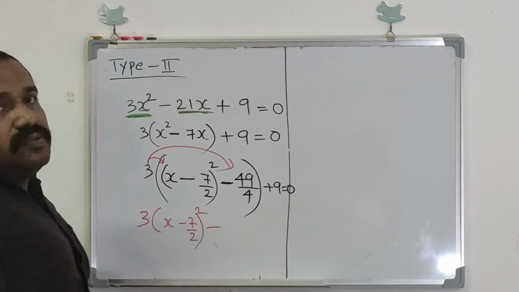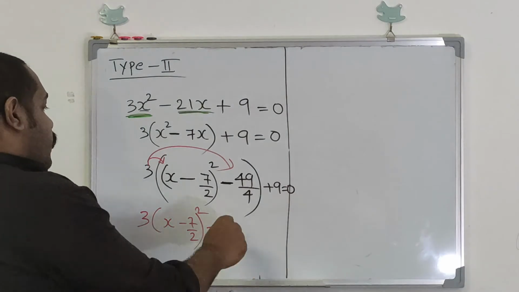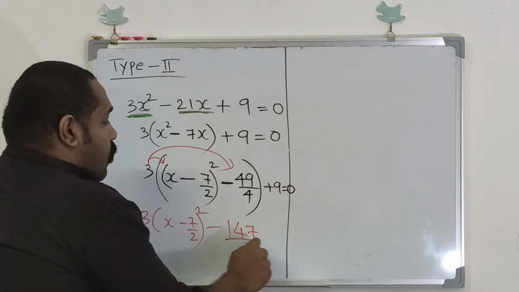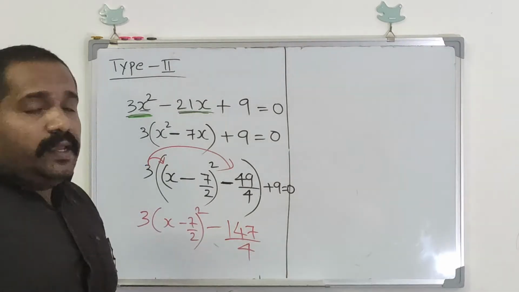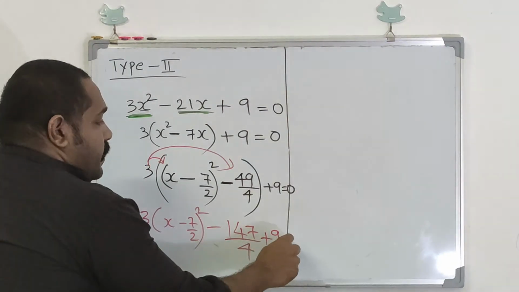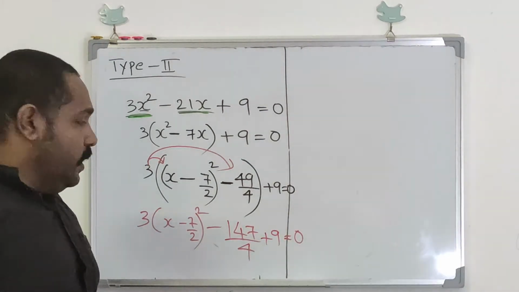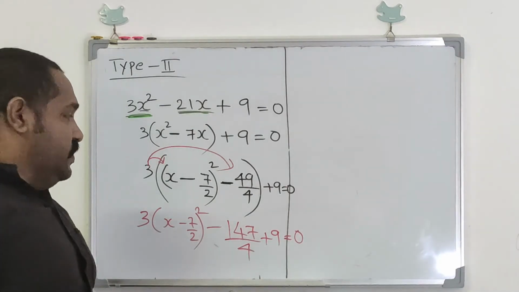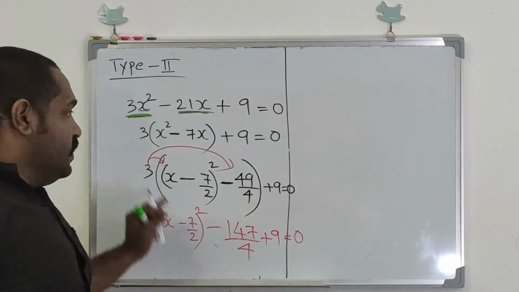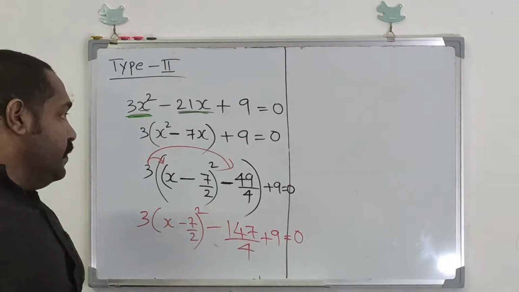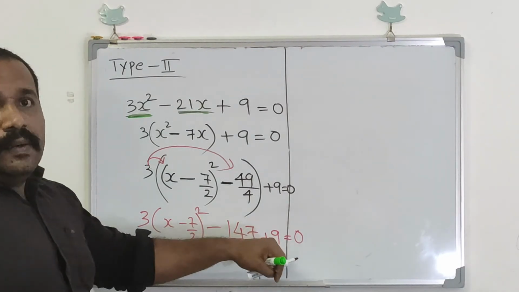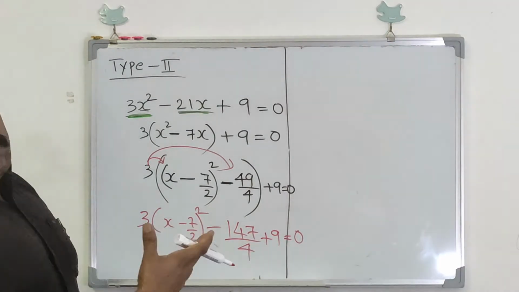So what is 3 times 49 over 4? It is going to be 147 over 4. So this is going to be 147 over 4 plus 9 is equal to 0. So 3 times x minus 7 by 2 whole square minus 147 over 4, because 3 times 49 is 147, plus 9, that is equal to 0.